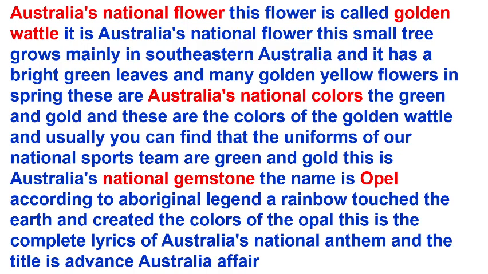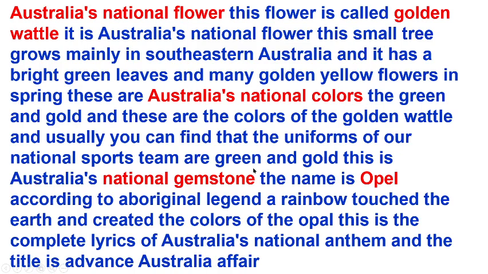Australia's national flower is called the golden wattle. This small tree grows mainly in southeastern Australia and it has bright green leaves and many golden yellow flowers in spring. These are Australia's national colours, green and gold, the colours of the golden wattle. And usually you can find that the uniforms of our national sports teams are green and gold.